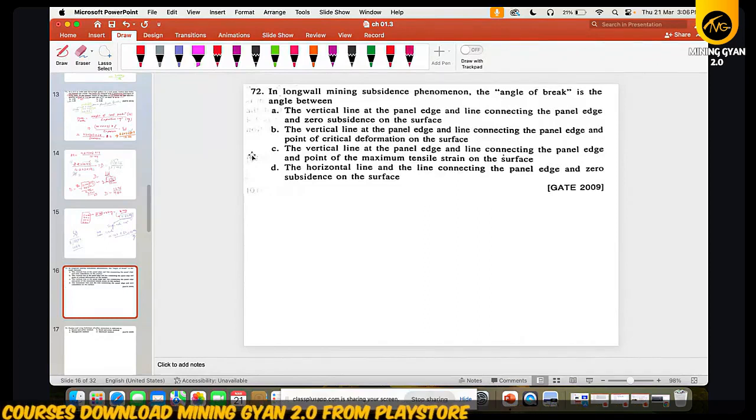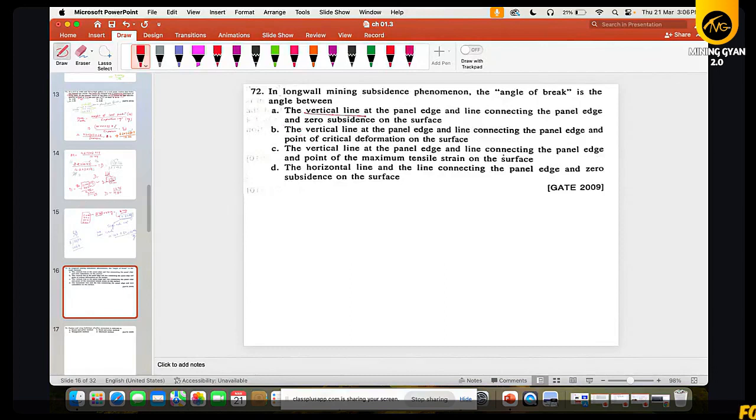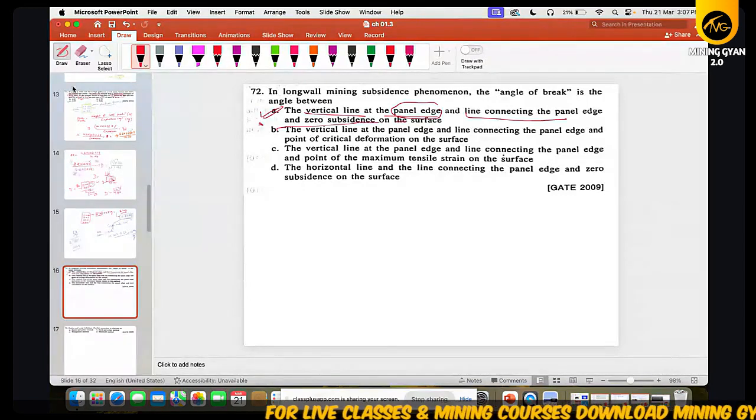In longwall mining, the subsidence phenomena, the angle of break. So the angle of break is the angle between the vertical line at the panel edge and the line connecting the panel edge and the zero subsidence point on the surface.